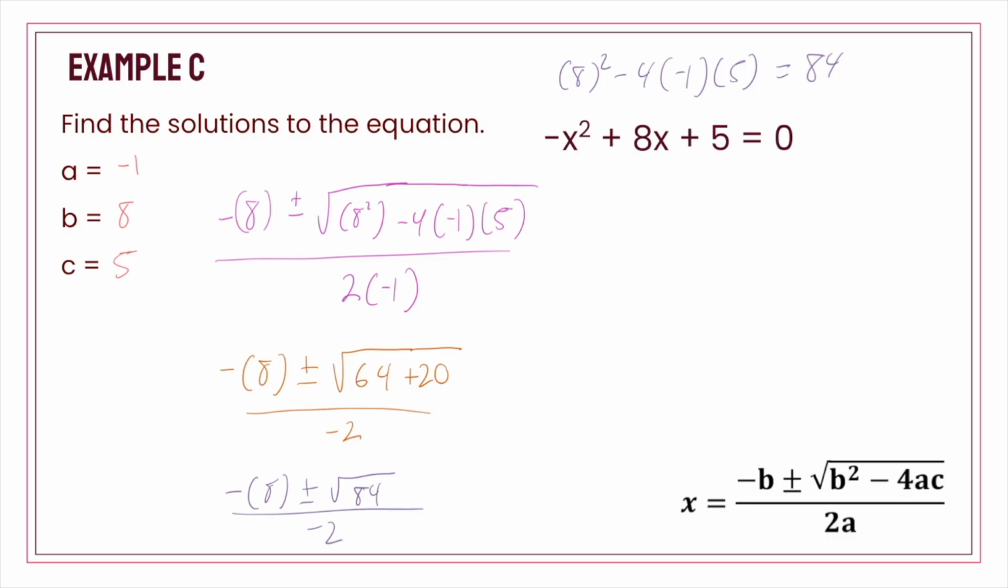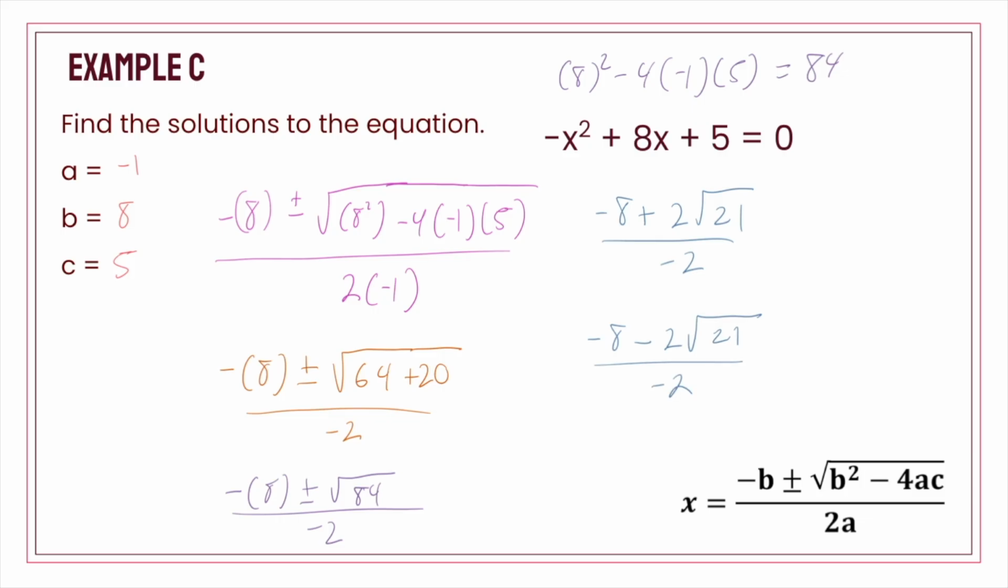So now it's time to simplify our radical. The simplified radical of 84 is going to be 2 times the square root of 21. So again, now we're going to split into our 2 because we have our plus and our minus. So we've got -8 plus 2 times the square root of 21, all divided by -2. We also have -8 minus 2 times the square root of 21, divided by -2.